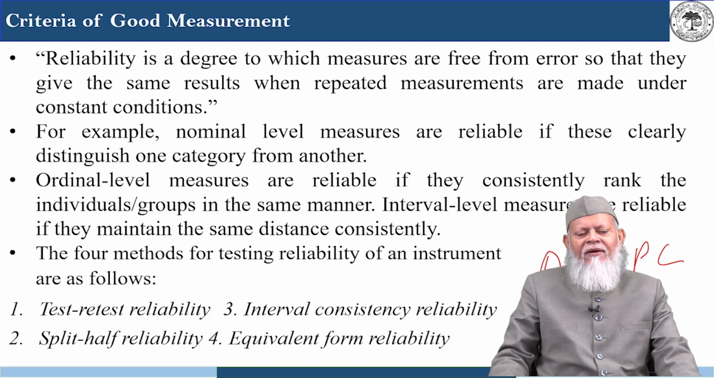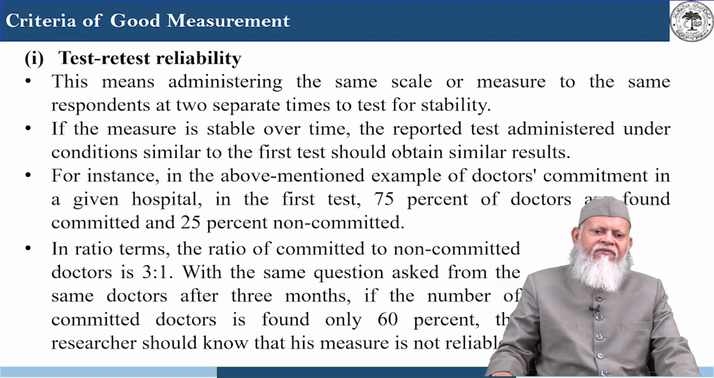Second is split half reliability. The third is internal consistency reliability, and the fourth is equivalent form reliability. These are the four types of reliability which we have to take into consideration while studying the reliability criteria of the measurement. So, we first discuss the test-retest reliability.